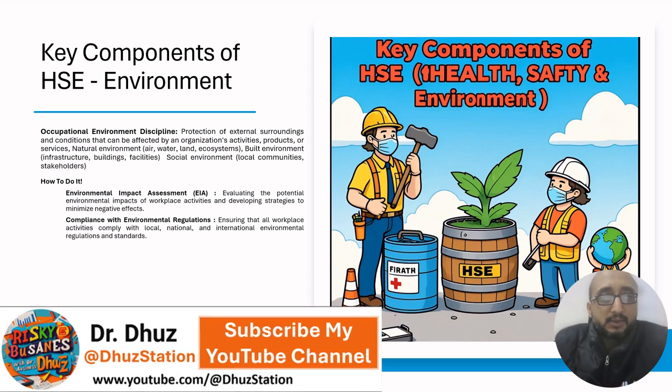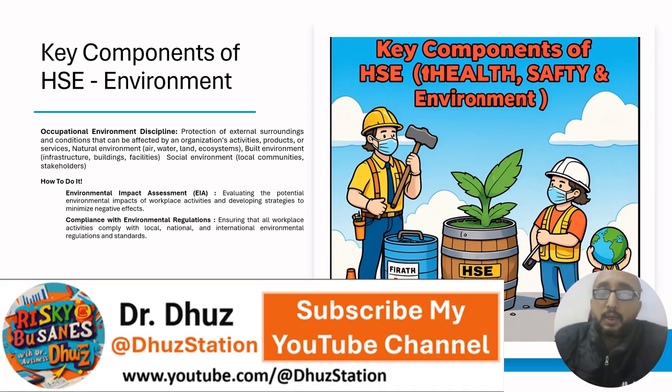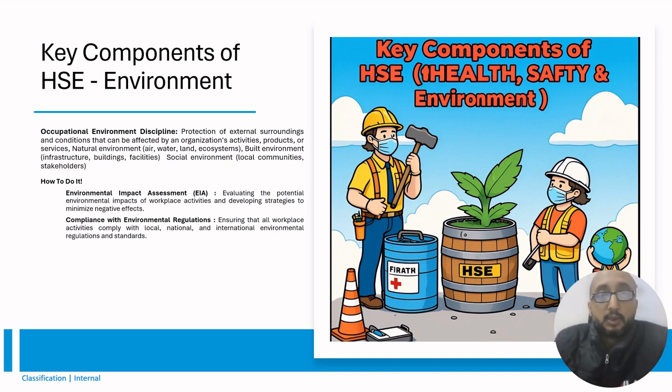Then there is compliance with environmental regulations. Obviously, for health and safety, there are regulations. Regulations are basically national or international laws which are mandatory to follow. They are separate for health, safety, and environment. It is compulsory for an organization to make sure that it follows all the regulations related to health, safety, and environment.